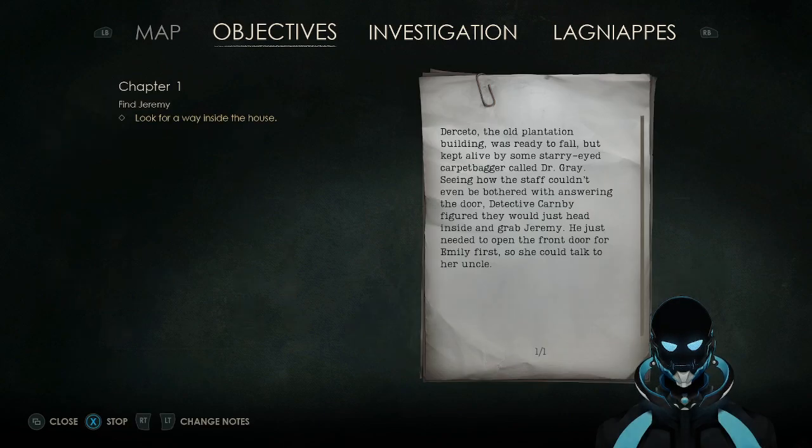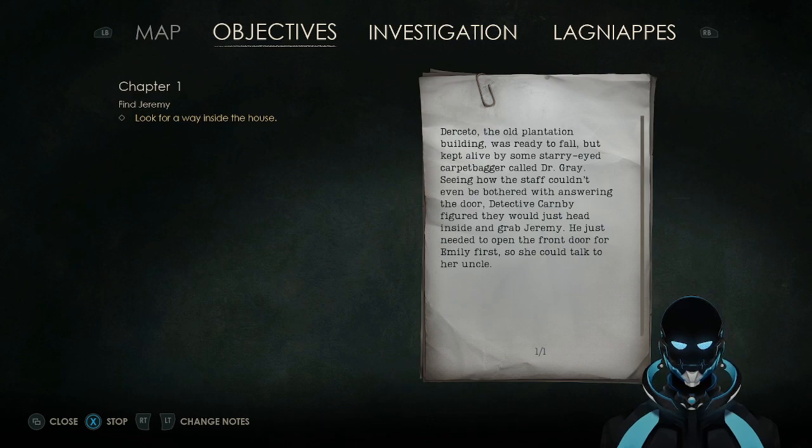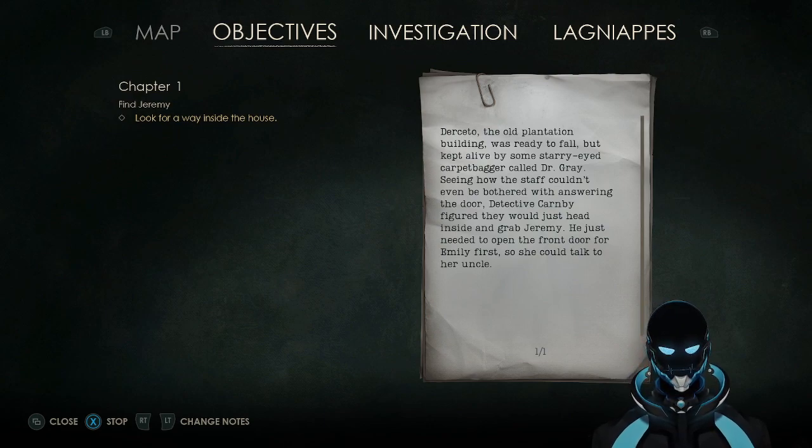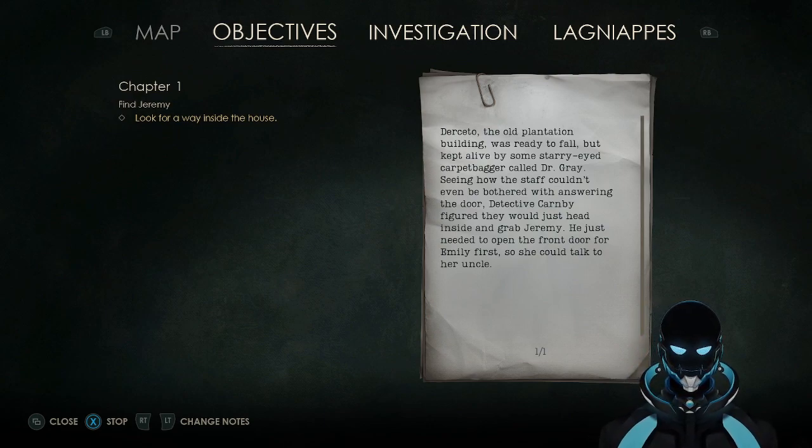Obed Morton. I don't know what that is. Desetto, the old plantation building, was ready to fall, but kept alive by some starry-eyed carpetbagger called Dr. Gray. Seeing how the staff couldn't even be bothered with answering the door, Detective Carnby figured they would just head inside and grab Jeremy. He just needed to open the front door for Emily first, so she could talk to her uncle. I do like a narrator.